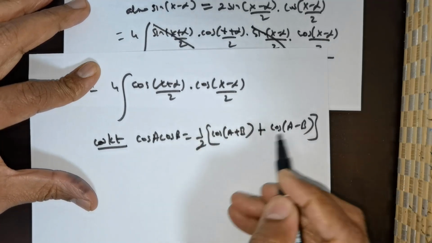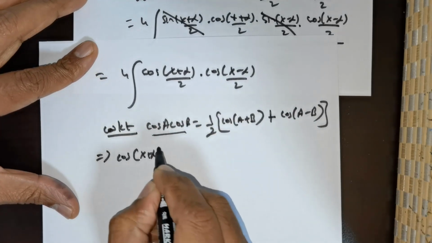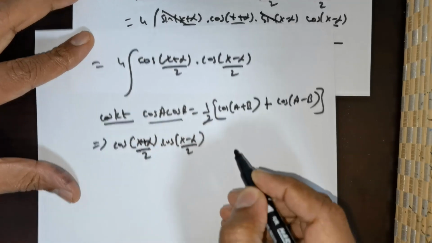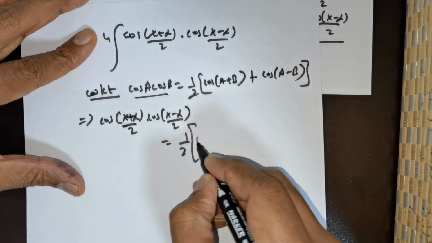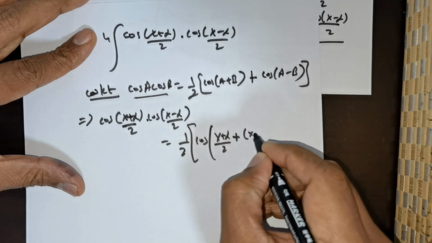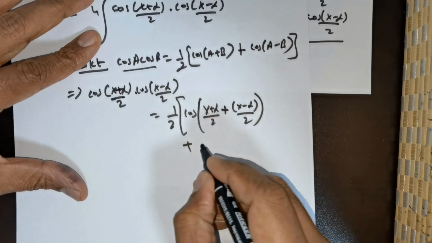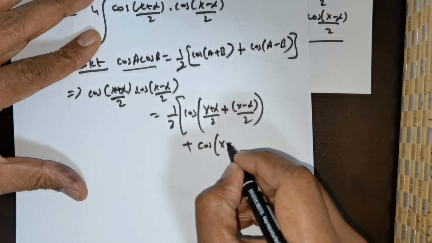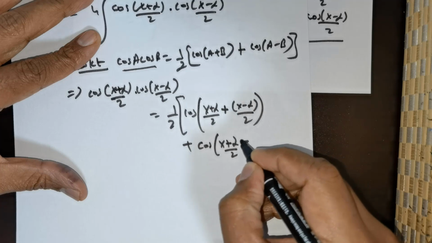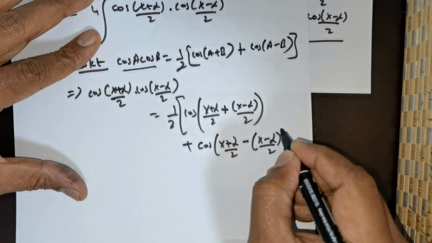Now you expand this, you will get the left hand side. So this would mean cos of (x plus alpha) divided by 2 times cos of (x minus alpha) divided by 2 will be equal to half times cos of [(x plus alpha) divided by 2 plus (x minus alpha) divided by 2], that is for cos (A plus B), followed by cos of [(x plus alpha) divided by 2, subtracted with (x minus alpha) divided by 2]. So this is what we have got.